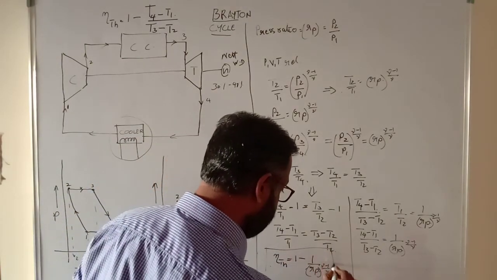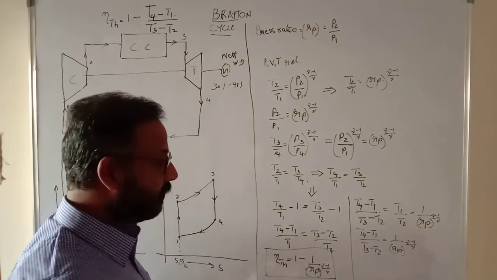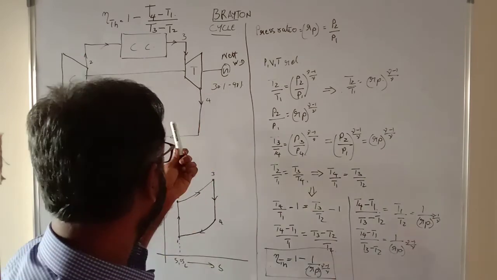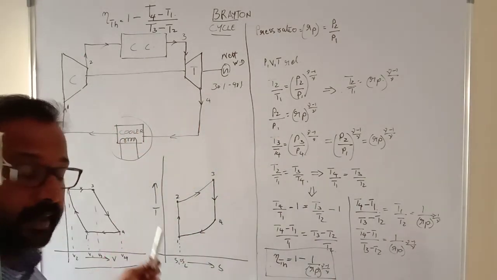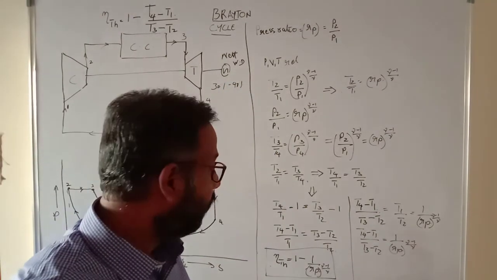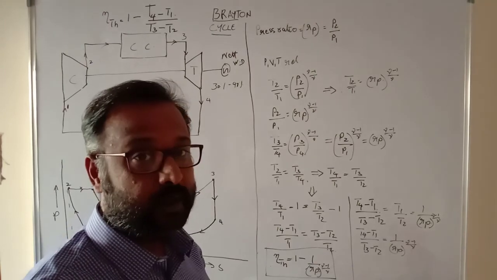If they are telling you to derive the thermal efficiency of a Brayton cycle, you have to derive up till here. You will have to draw the PV diagram and the TS diagram, do all this, and then derive it in terms of pressure ratio.